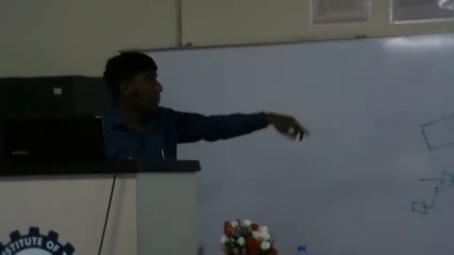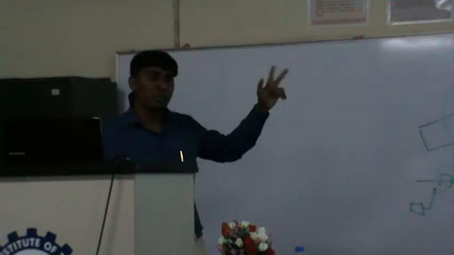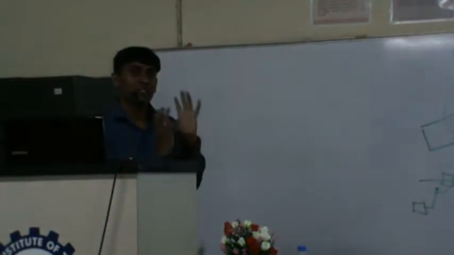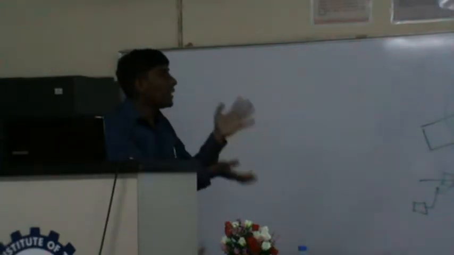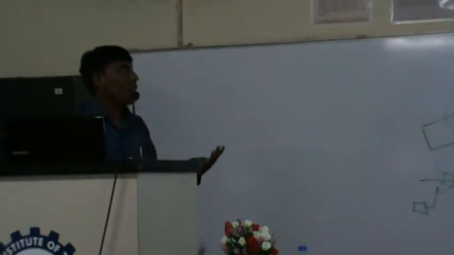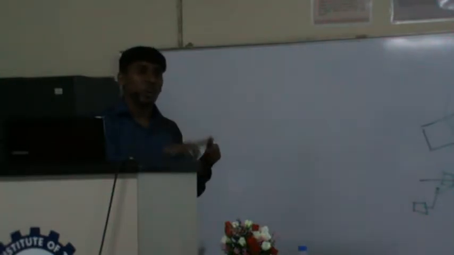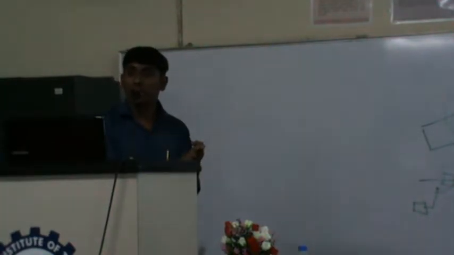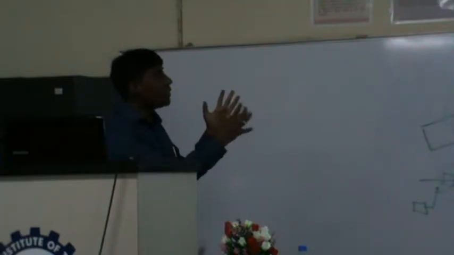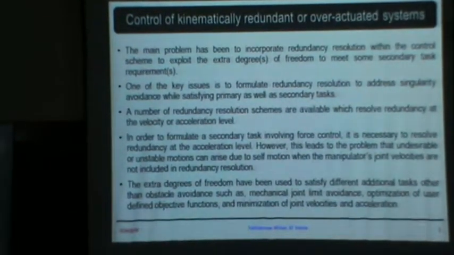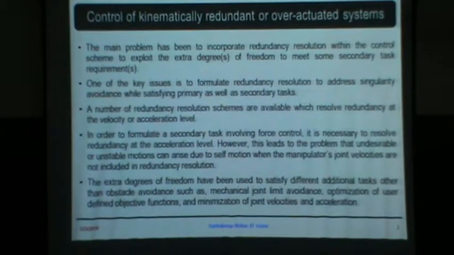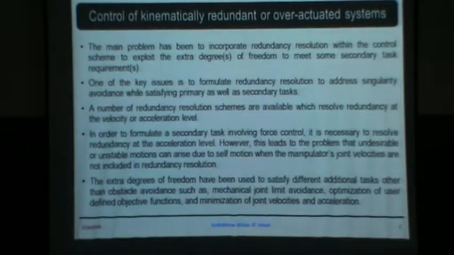Based on that, I mentioned there are two tasks you can fix. One is the primary task, for example trajectory tracking. The secondary task you can add: force can be controlled, joint limits can be controlled, energy may be minimized. You can add these with the help of self motion. So this is one of the advantages. Now, how will we address and solve this particular system? This is what we are going to see.